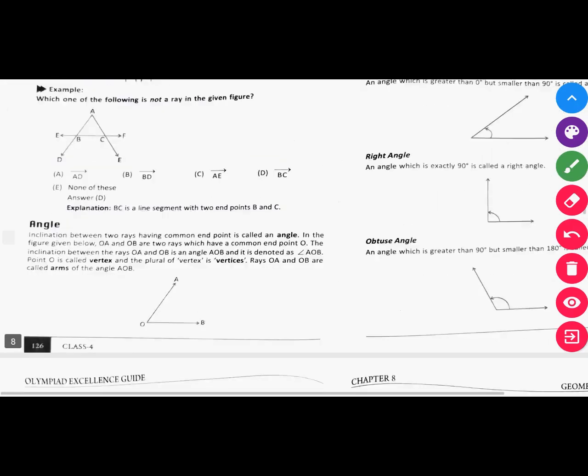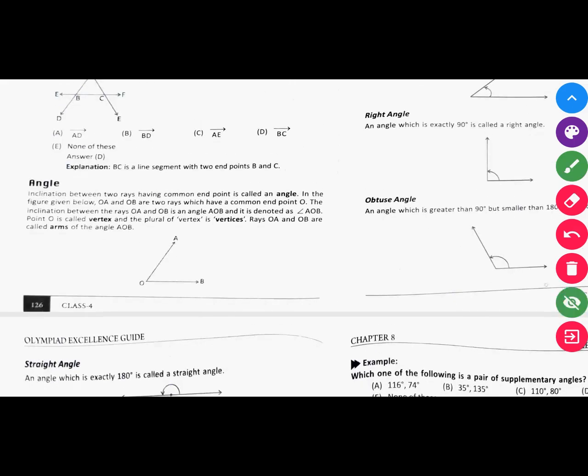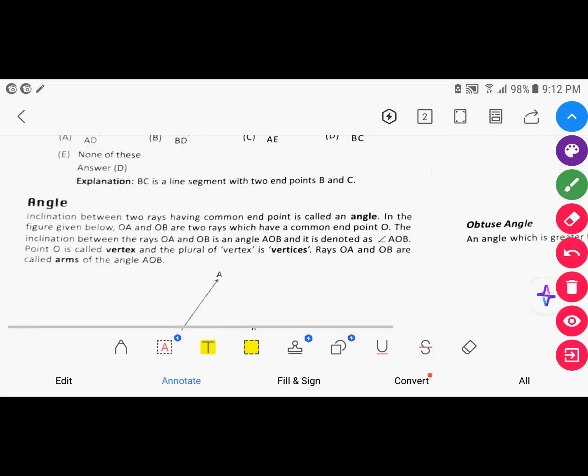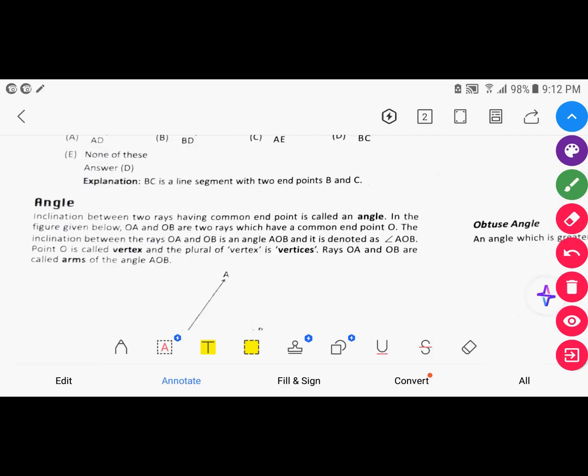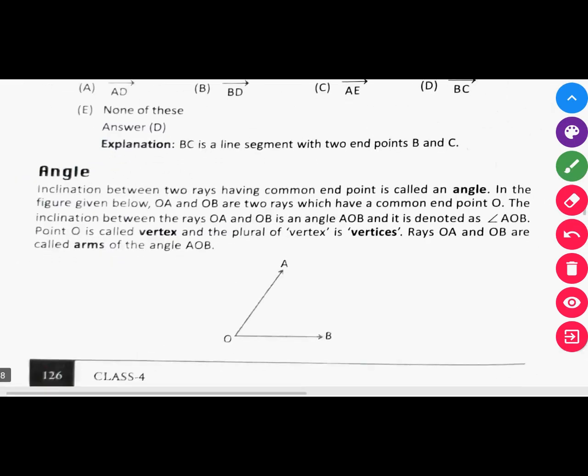Okay, so now in today's session, the first geometrical figure we learn is angle. Wait a minute, I cannot zoom my screen. One second. Okay, so our first geometrical figure of today is angle.